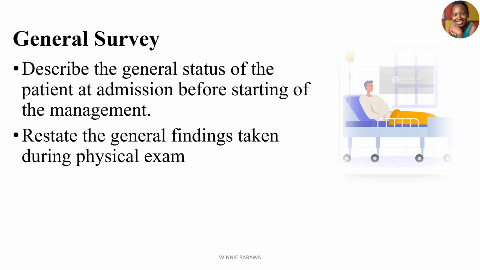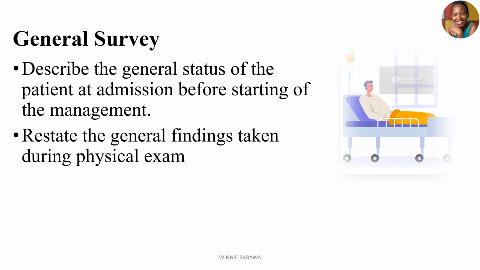And then after describing readmission or admission status, you need to talk about the general survey. So here we are giving the general status of the patient at admission before starting with any management. So the patient has been admitted, they have arrived into the admission wards, and now you want to describe their general status while they arrived in the wards. So you want to give us a brief restatement of the general findings that were taken during the physical exam.